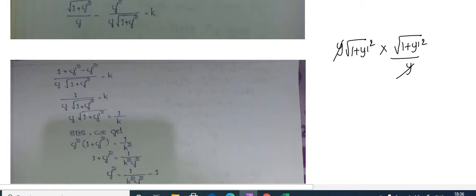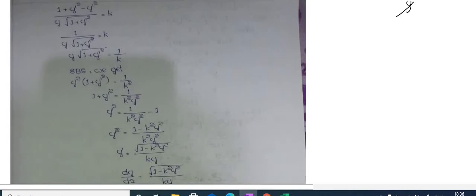Cancel 1 by. So here we are taking this term to RHS, k to LHS. Then we are going to get this one. Here root is there.